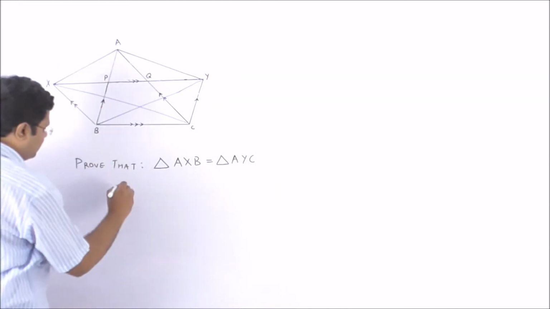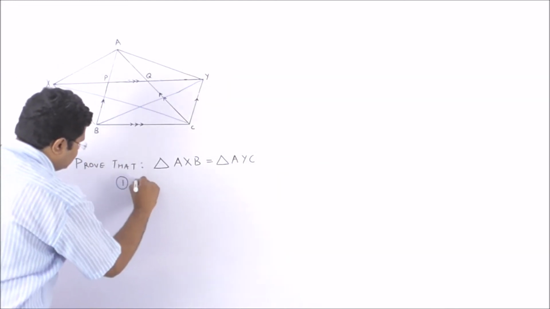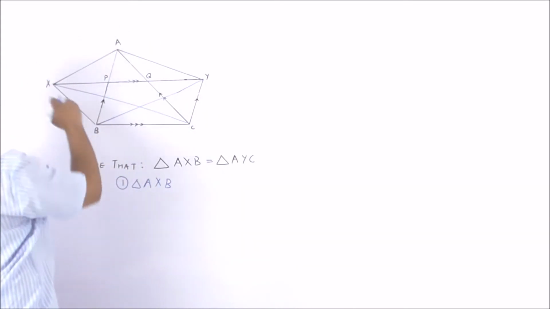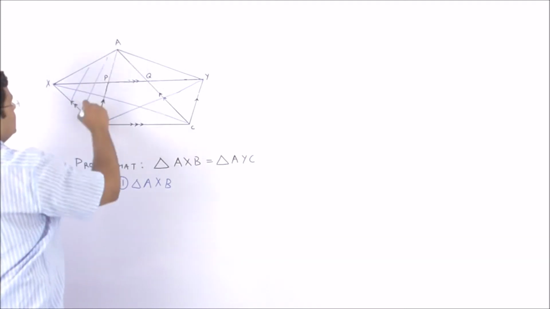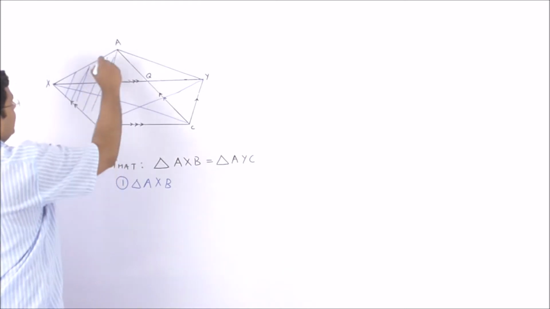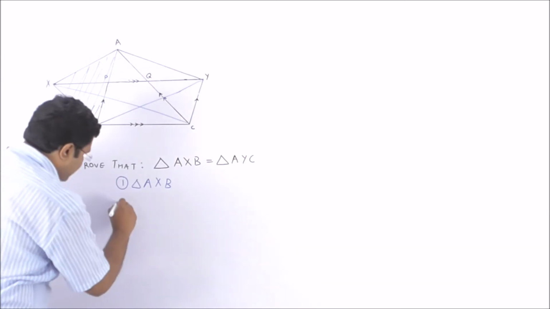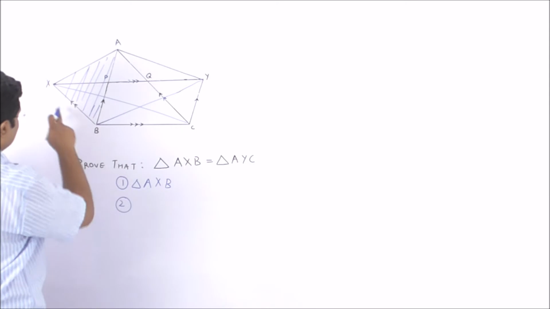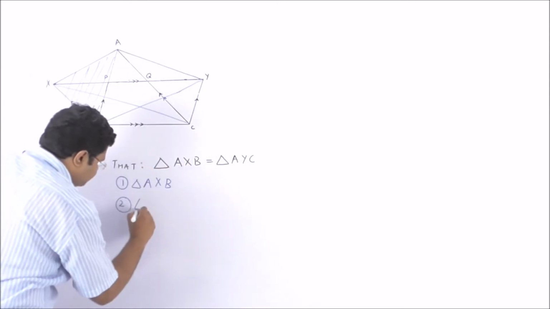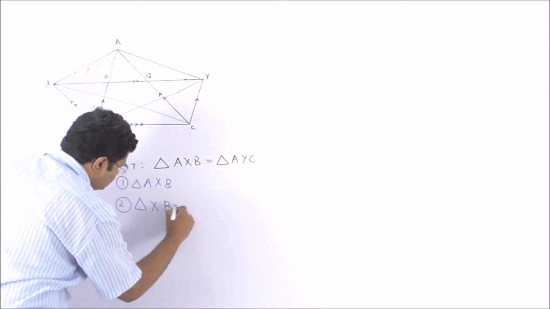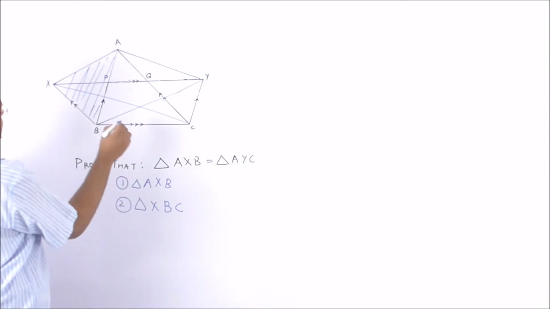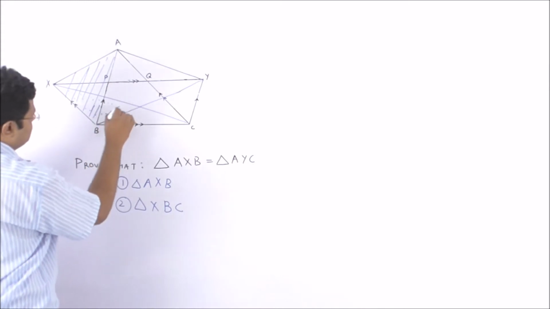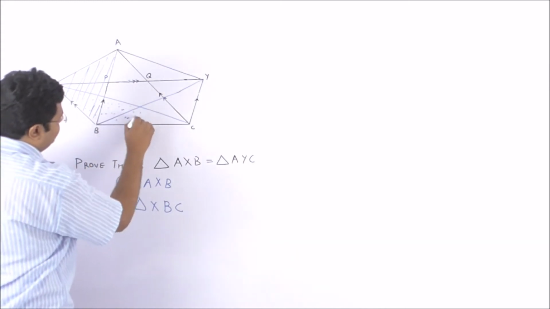We have triangle number 1, that is triangle AXB. I'll shade this triangle. This is triangle AXB. Then, second triangle to our rescue is triangle XBC. Now, triangle XBC, we can just name it as the dotted triangle.